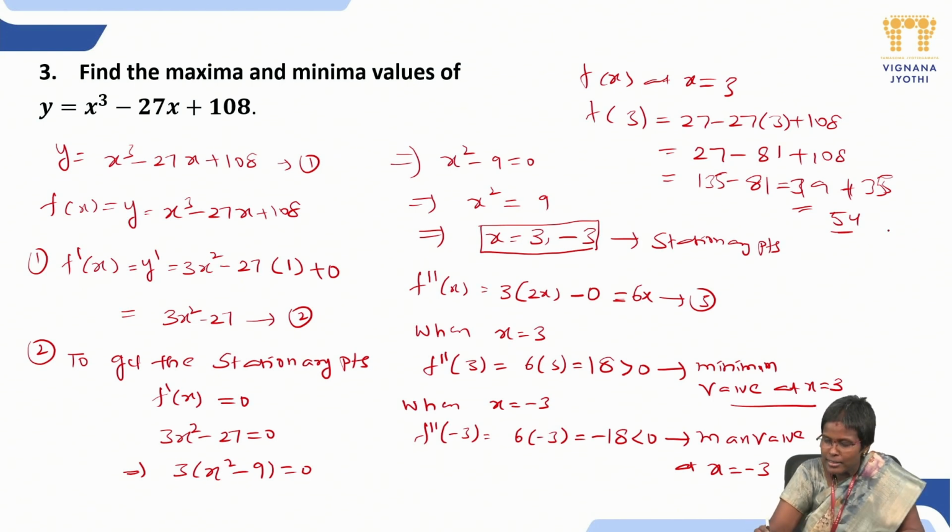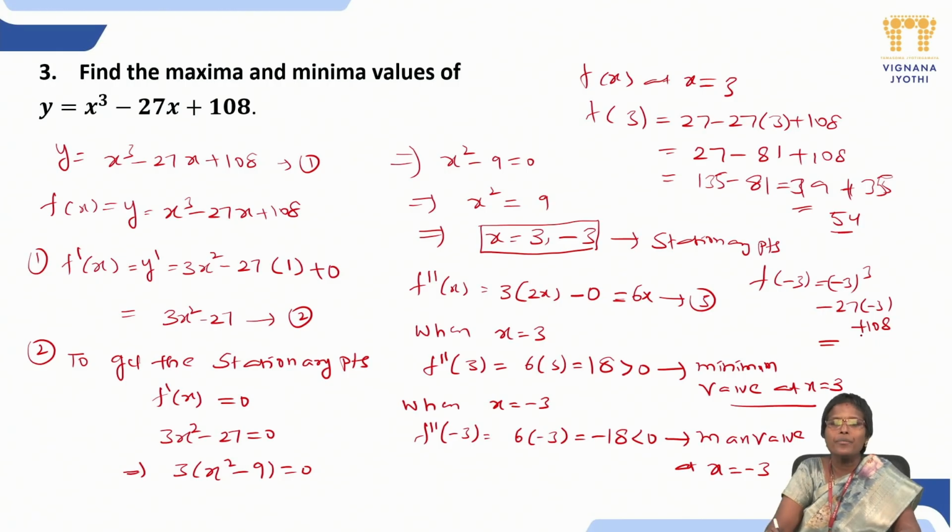Similarly, in the same way, if we substitute x = −3, we get the function value: (−3)³ − 27 into (−3) plus 108. Whatever value we get is the other value. So at x = 3, we get the minimum value, and at x = −3, we get the maximum value.